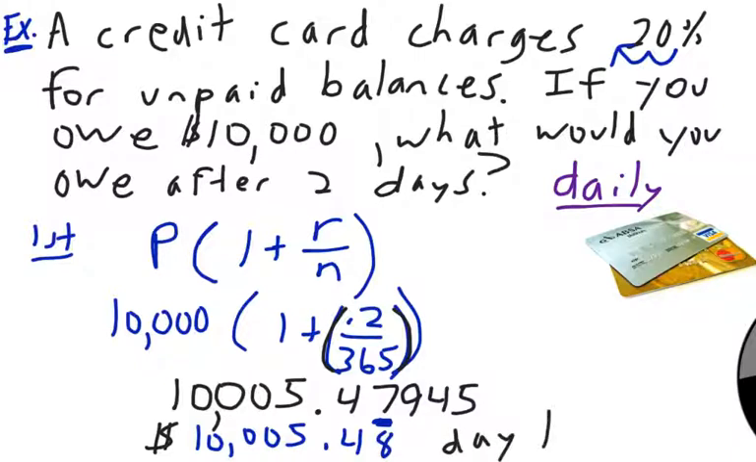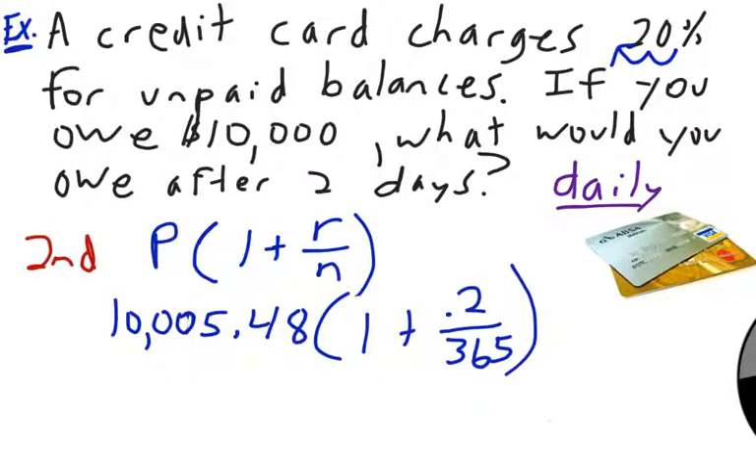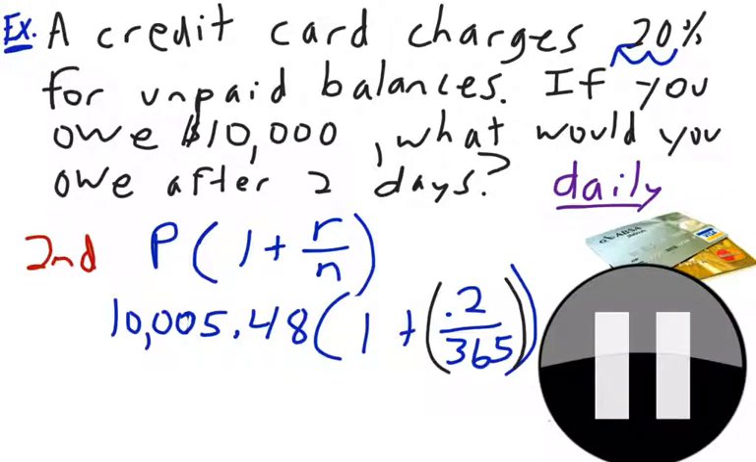So now look back at what we wrote down. Our second step is we need to use this same number, or this new number is going to be our principal for the second step. So let's just repeat that process for our second step. Alright, so now we have 10,005.48 times parentheses 1 plus 0.2 over 365. And remember, we still want to put that part in parentheses as well. Alright, type that in your calculator, hit the pause button, and then you can check it with me.